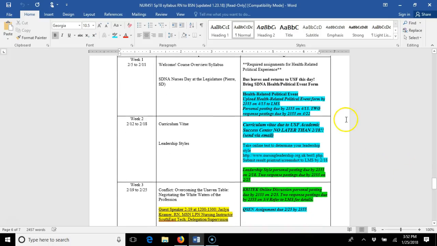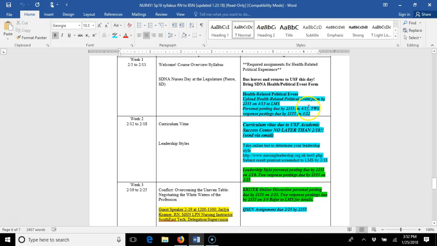But regardless of whether you're going on this one or not, you do need to attend a health-related political event. This needs to be in regards to your nursing, and it does need to be a political event. This is going to be a substantial time frame that you have to do. The details of this, I believe, have been emailed out to you prior and are on the assignment. But with this, you will have to take a form to that event, have it signed, fill it out, and then you have to do personal postings on this one.